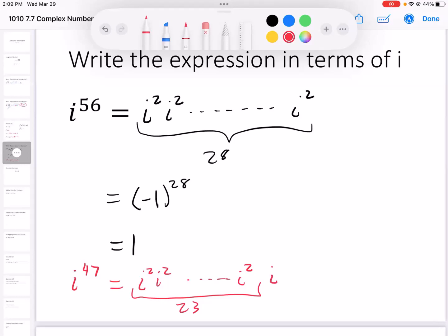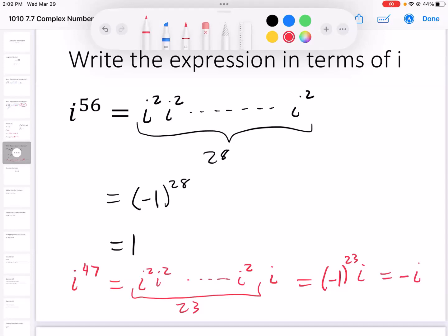And so then I would say, okay, well, every i squared equals negative 1. So this basically equals negative 1 raised to the 23rd power times i. Well, what's negative 1 to the 23rd power? Is it positive or is it negative? Negative, because if you have an odd number of negatives multiplied together, that will make a negative. So this ends up simplifying to negative i.